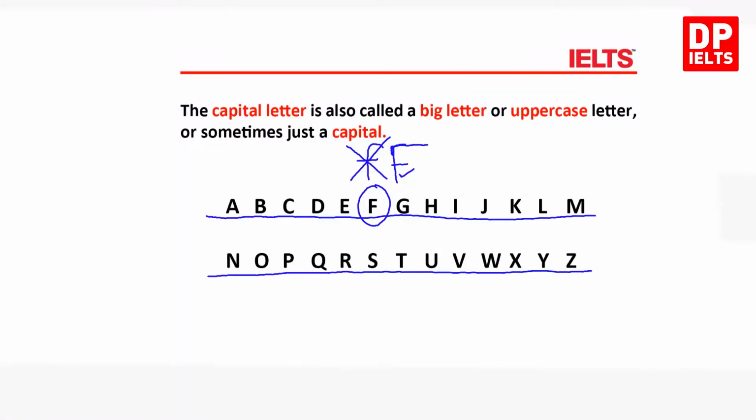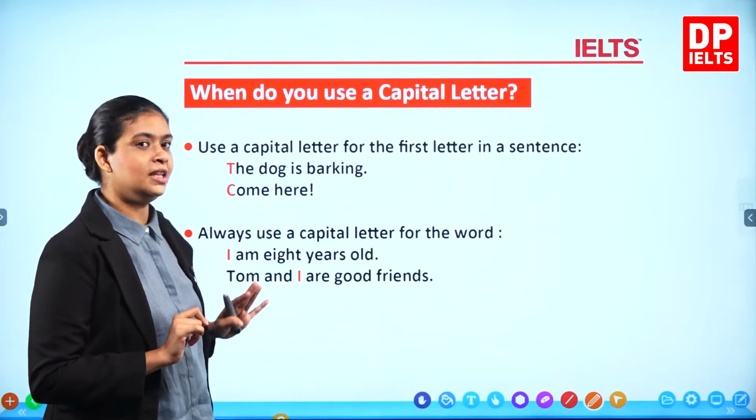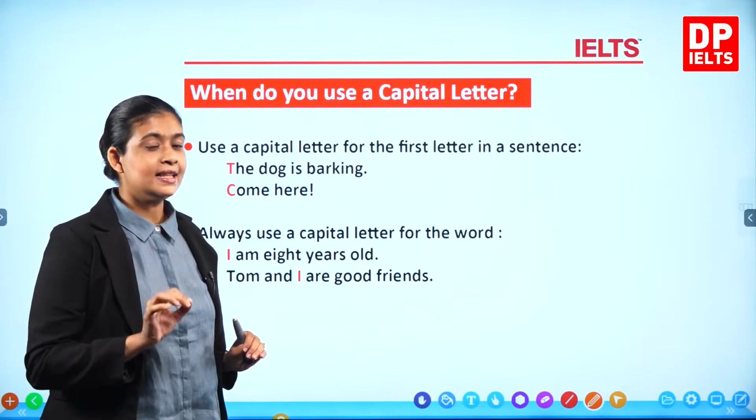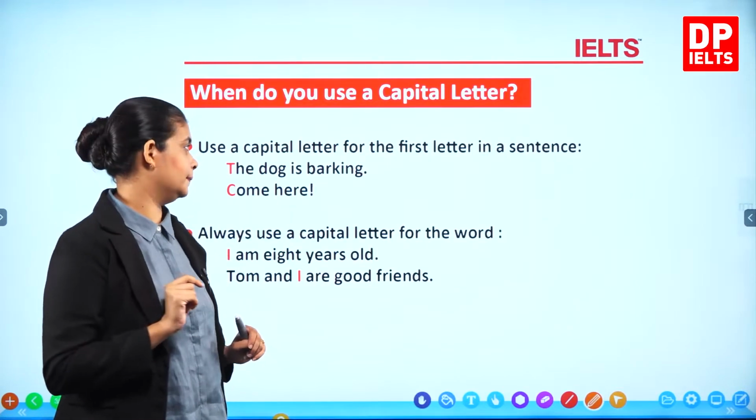Right? So all of these are called capital or uppercase letters. Where do we use capital letters when we write? When we write a sentence, the first letter must always be a capital letter. We use capital letters in different instances. Let us have a look at these uses one by one.